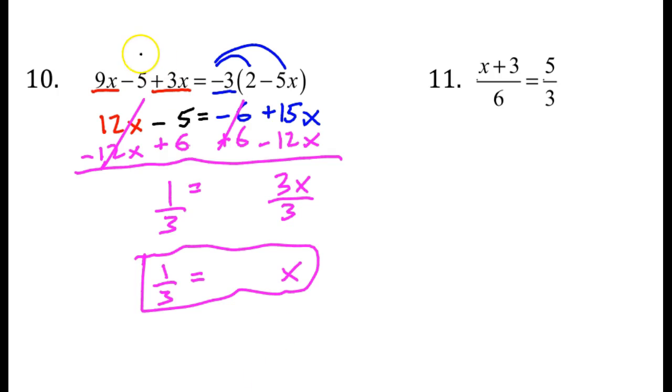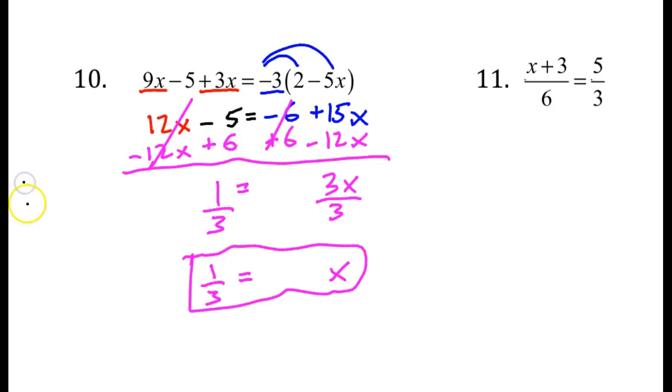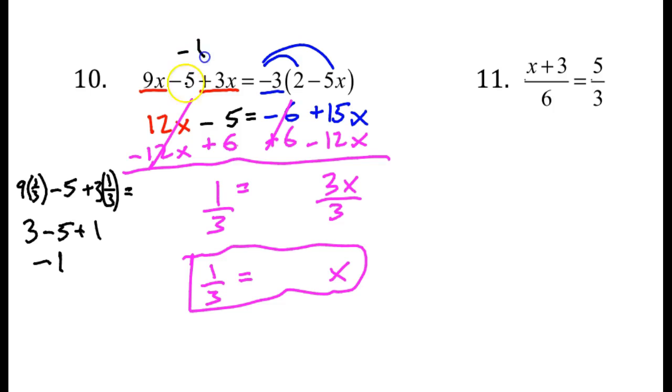Let's see here. We need to do a check. If I got some room over here. Let's see, I have 9 times 1/3 minus 5 plus 3 times 1/3. Okay. And that should be equal to, well, let's go ahead and simplify that. I get 3 minus 5 plus 1. So that's going to be -1 if I simplify it. So I know the left-hand side equals -1.